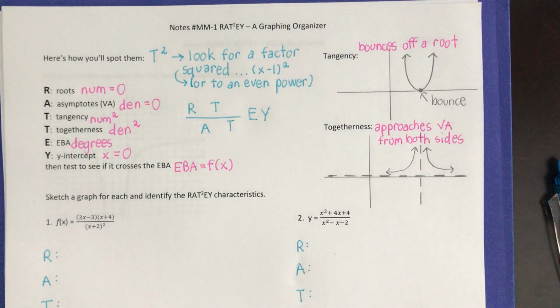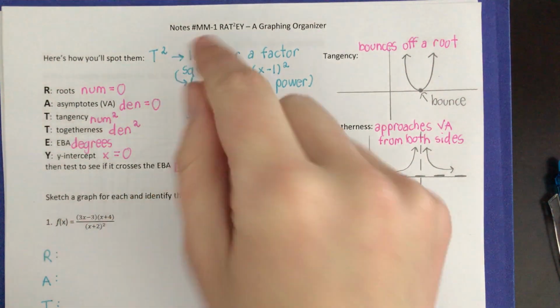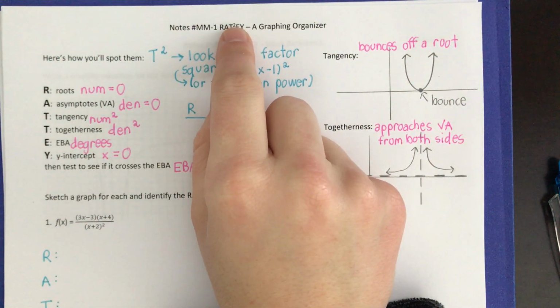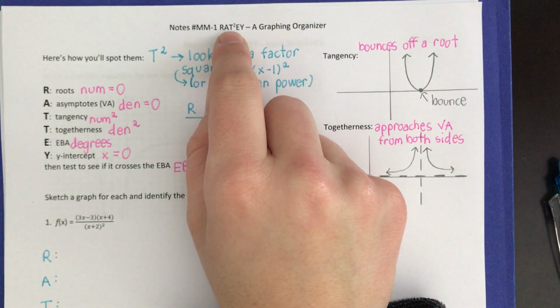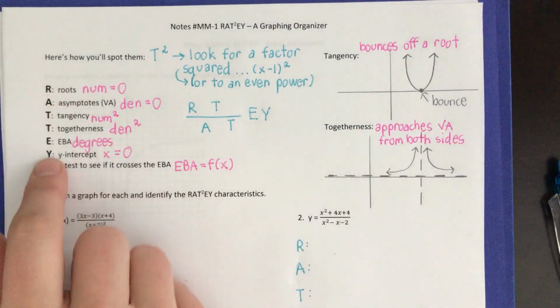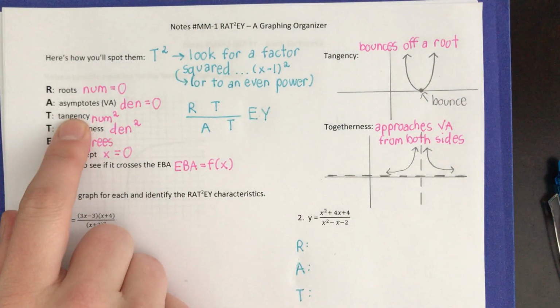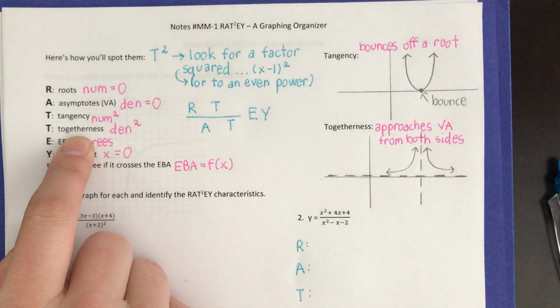Today we're looking at notes MM-1, RADY, a graphic organizer. So first thing I want you to notice is that T is squared. It really has two purposes. So the T is squared because there are two T's in RADY. One of them stands for tangency and one of them stands for togetherness.